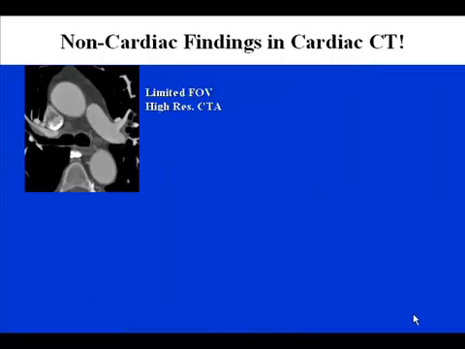Here's another example of non-cardiac findings in a standard cardiac CT examination. This is a limited field of view but a high-resolution CTA demonstrating again information at the base of the heart slightly above the takeoff of the coronary arteries. The aortic root is well opacified, and behind that, somewhat to the left side, is the normal size thoracic aorta. As you look at this examination, do you see any particular areas of concern?